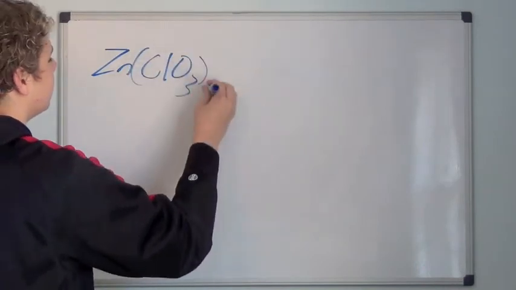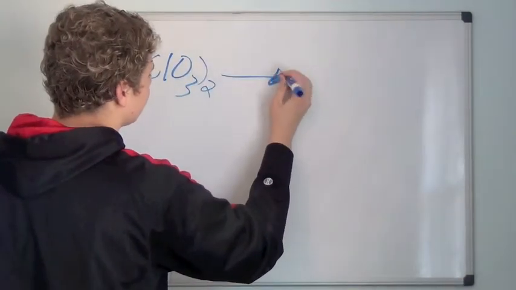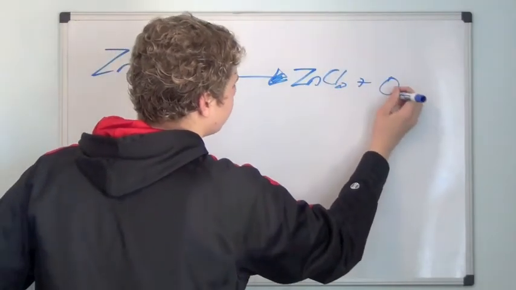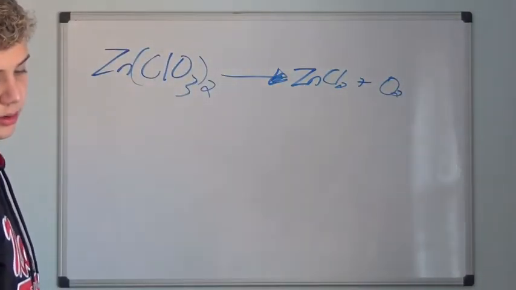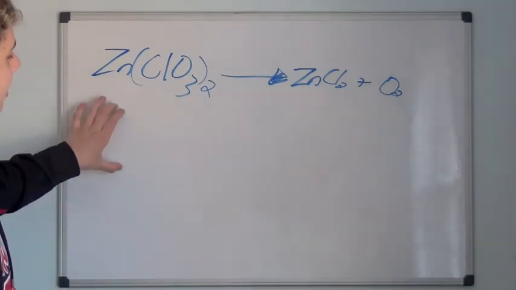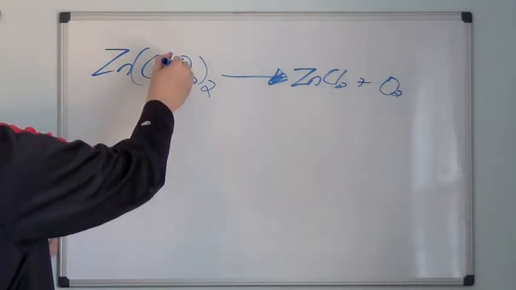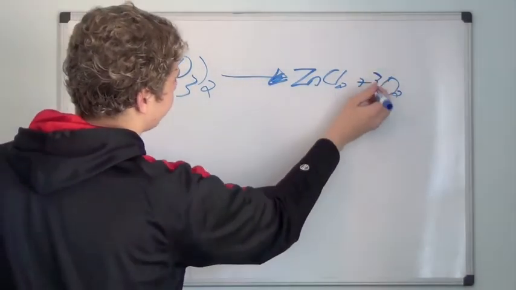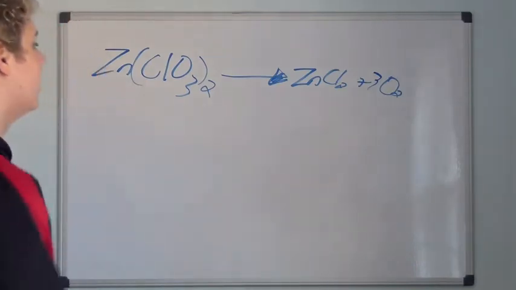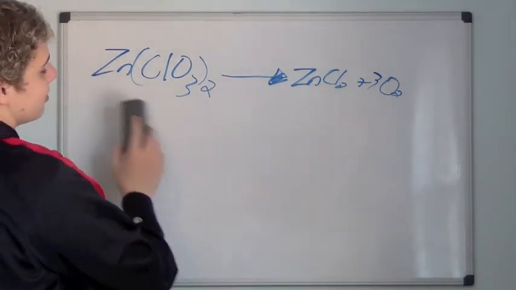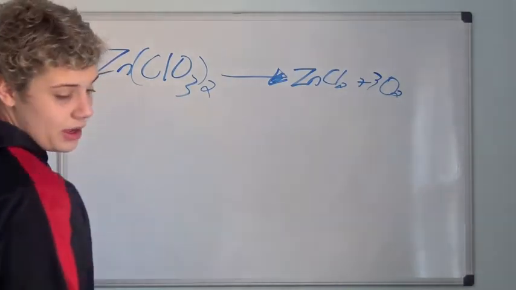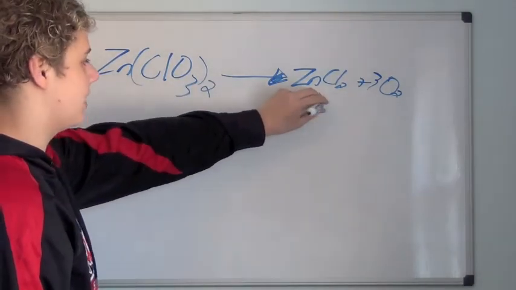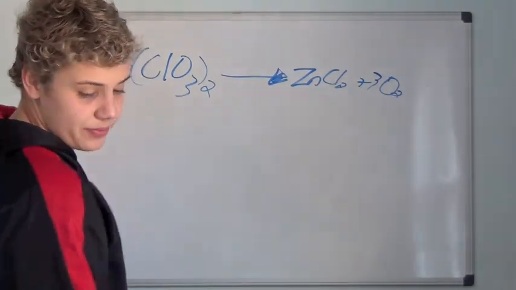Zn(ClO3)2 will decompose to form ZnCl2 plus O2. So the way we balance it is we got 6, 2, 1. So that's good. This just needs a 3. And that's how you balance it. So remember, because it's a chlorate, it decomposes to a chloride plus oxygen, just like a carbonate will decompose to a metallic oxide plus carbon dioxide.